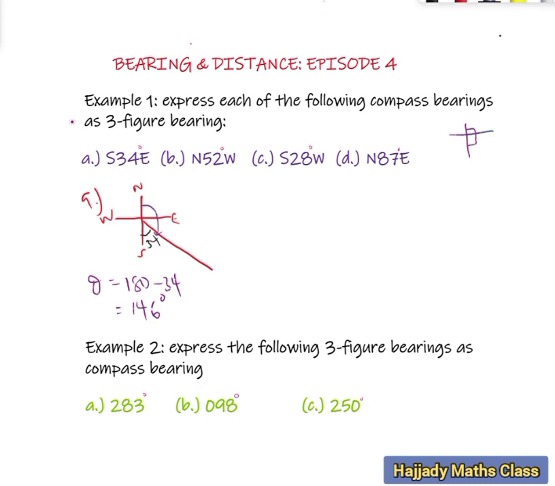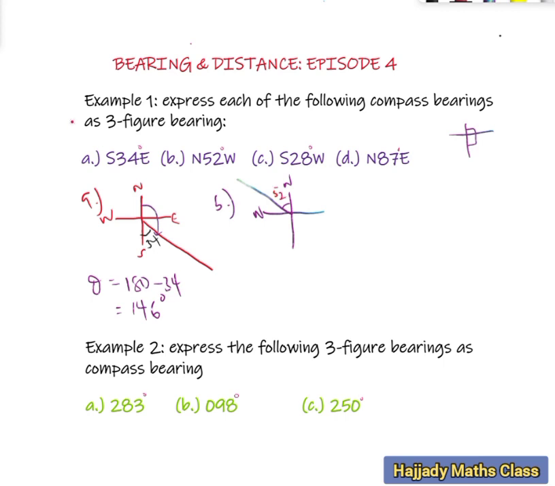And also to the B part of it, we have northwest 52 degrees. Now drawing the 4 cardinal points, this is our north and this is our west. So 52 degrees will be between north and west. So from north going to west, we have 52 degrees.